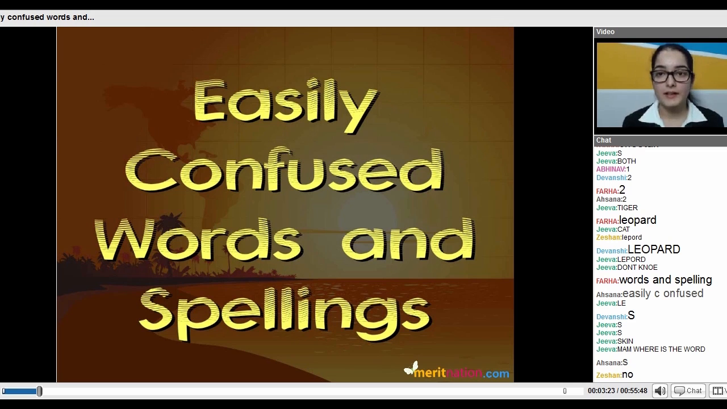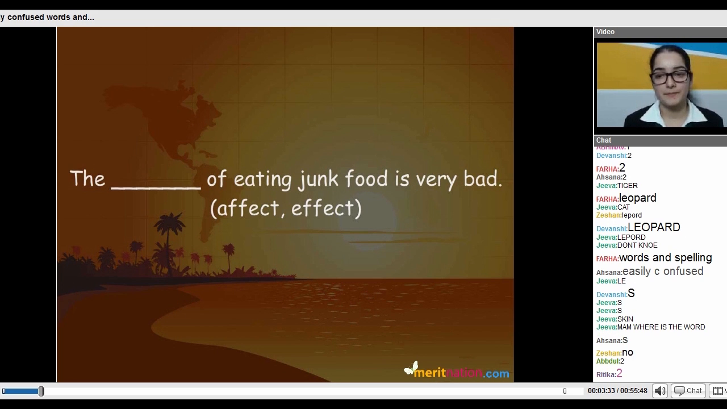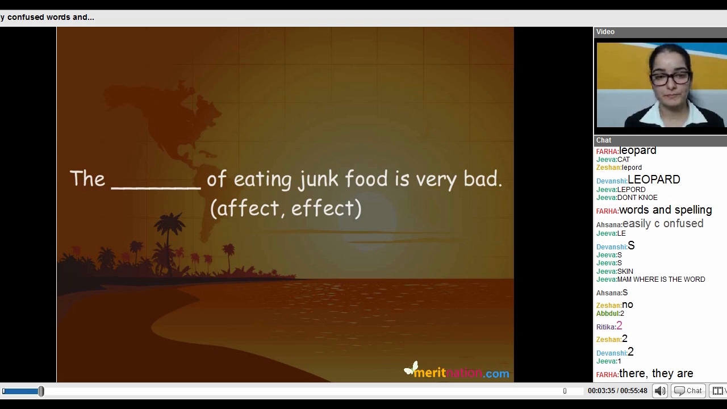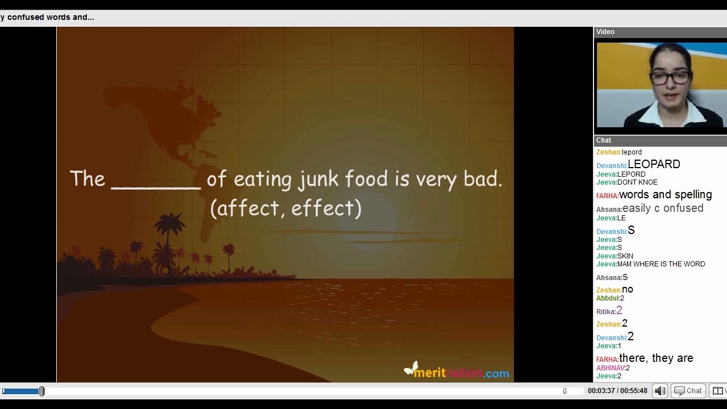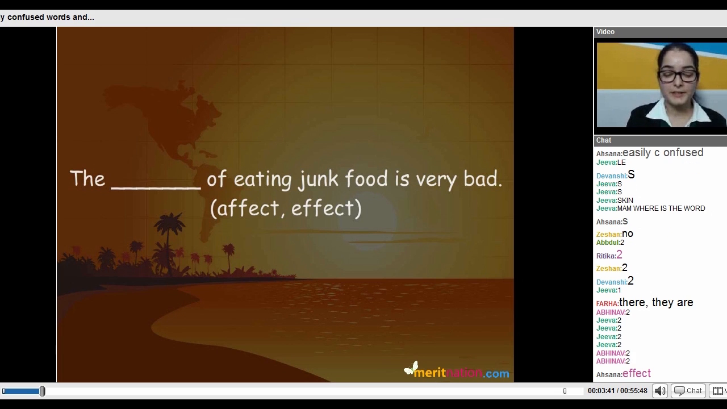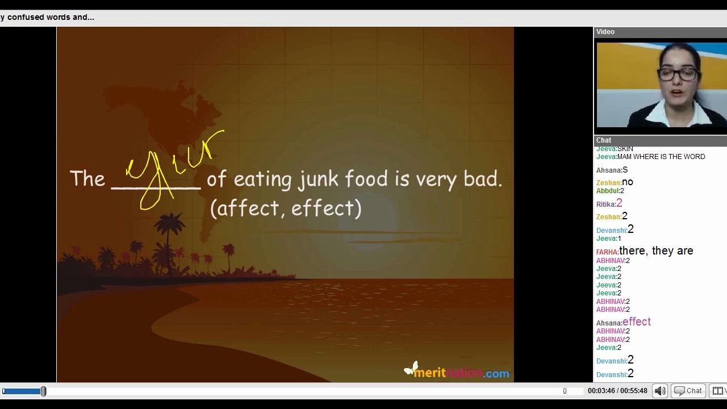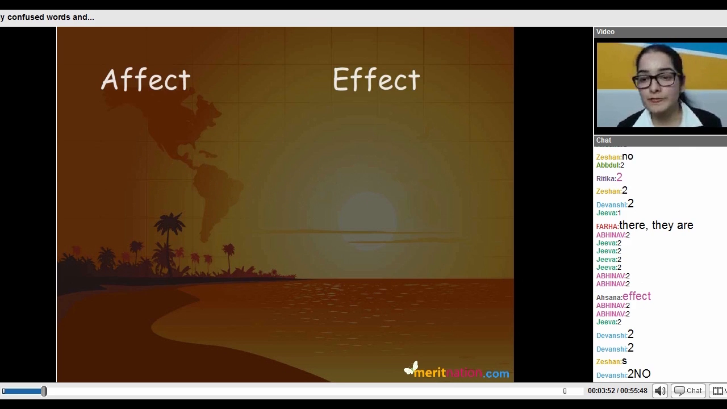Alright. So now, let's see. Which word would fill in the blank? The blank of eating junk food is very bad. Yes. So, what did we get? The effect of eating junk food is bad. Do we know the difference between the two words?